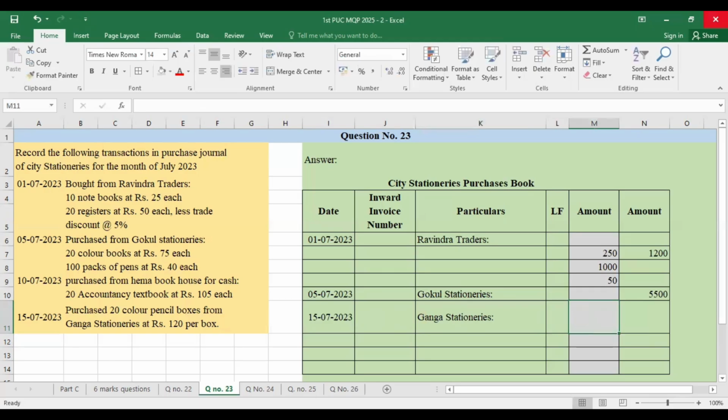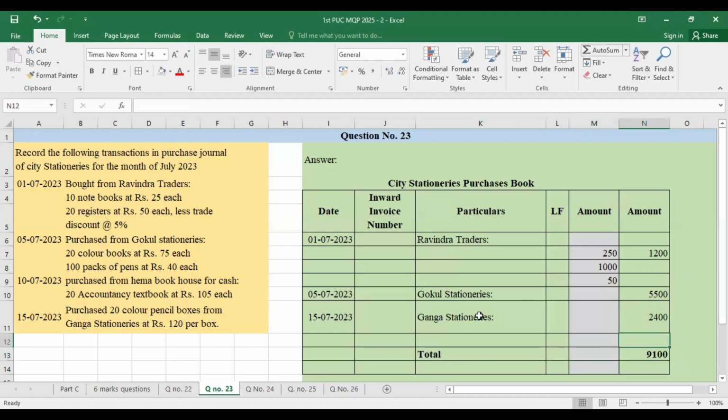So how much? 20 color pencils, 120 per box. So 2,400. So the total of purchase book for the month of July, you'll have to total 1,400 plus 5,500 plus 2,200, which comes to 9,100. So this is how you'll answer in your exam.